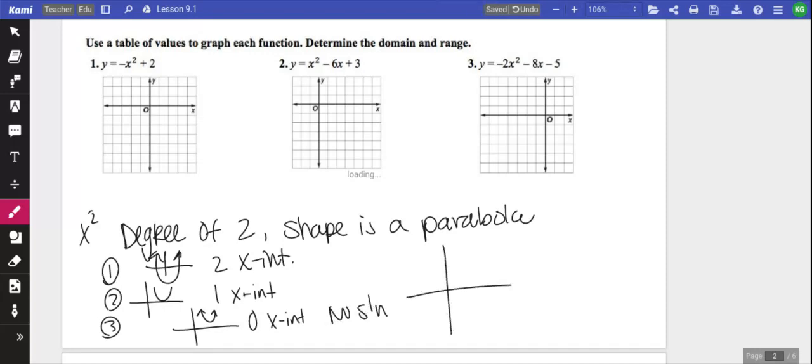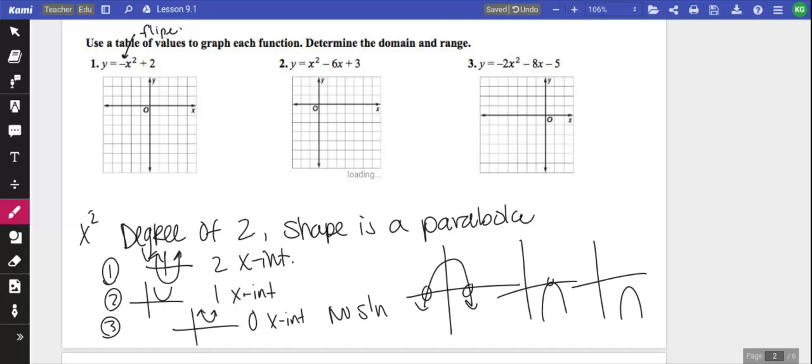They can also be upside down with 2, 1, or none. So on this first one, because it starts with a negative out front, we know this is going to be a flipped parabola. And because of the plus 2 at the end, we know it's going to be up 2. So we know that it's going to start here and it's going to go down in some sort of fashion.